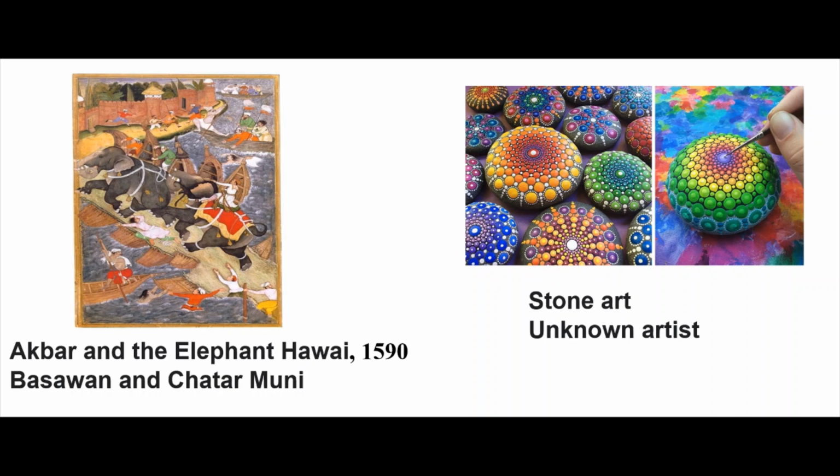The last example is an artwork that is emphasizing texture. And this is a stone art of an unknown artist. We all know that stones could be rough, smooth, hard, or brittle. And when we touch it, we would feel the texture. And even if we just see it, we could already understand the texture.